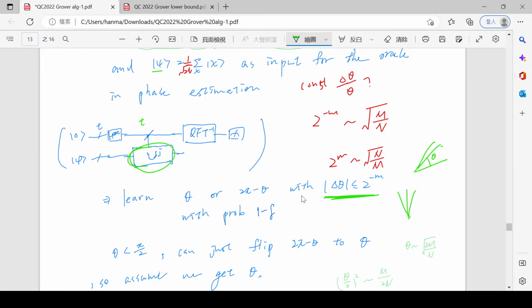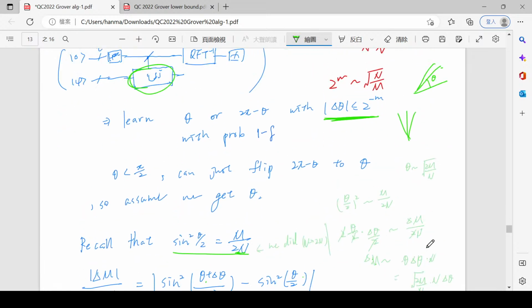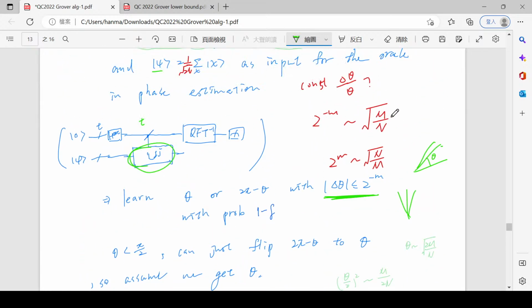So delta theta, as we say here, is about 2 to the minus m, and we know theta is about square root n over m. So those two should be a constant factor of each other, and you invert it, then you see that 2 to the m is about square root n over m. And basically, this is like epsilon being constant, right?